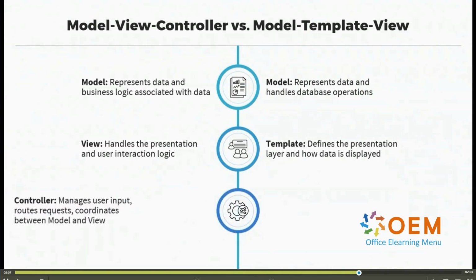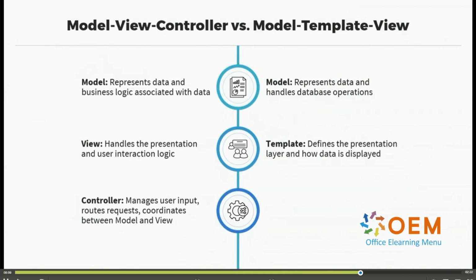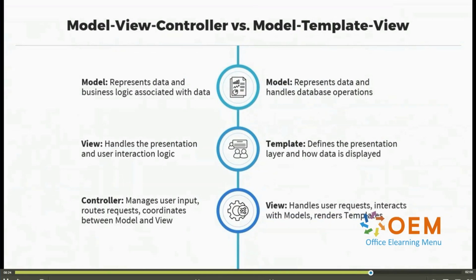And finally, in traditional MVC, the controller is responsible for managing user input, routing requests, and coordinating between the model and the view. The controller talks to both the model and the view and handles all of the interactions between the other two components. In Django, it's the view that handles this job. The view is responsible for handling user requests, interacting with models, and rendering templates. So, all of the interaction between models and templates are handled by the view.